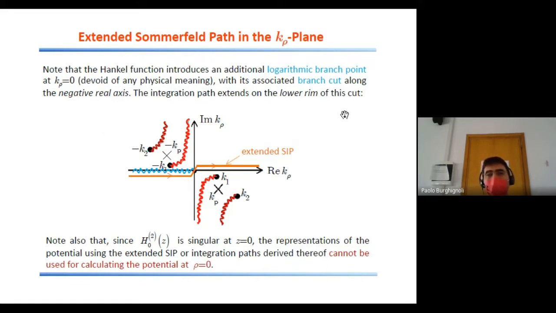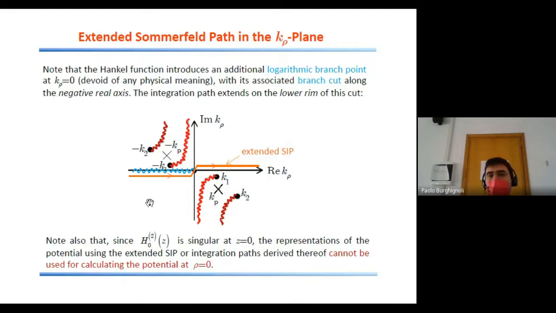That is, they are associated with our representation of the Bessel function in terms of Hankel functions, but they do not tell us anything in terms of waves involved in this phenomenon. Another observation is that this alternative representation, in which we have extended the integration path, cannot be used to calculate the potential on the vertical z-axis, that is, on points where rho is equal to zero.